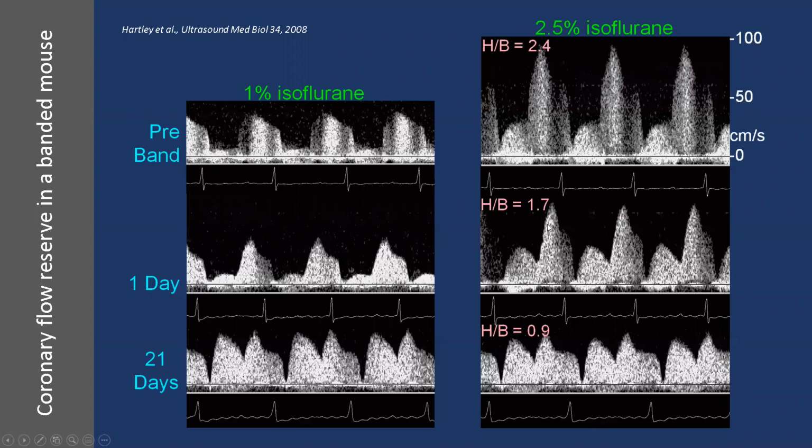One day after that, the coronary flow reserve starts going away. And by 21 days, it's totally compromised. And that's why the mice live 21 days, or maybe at the most 28 days, after which they start dying.